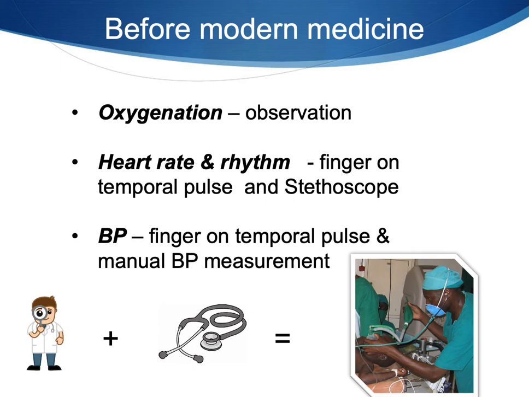They would use their tactile sense by feeling for the pulse. They would put their finger on the temporal pulse. The temporal pulse would let them know if it was strong, the blood pressure was probably good. It would also let them know the rate and the rhythm because there was no EKG machine to assess that. They would also have to manually take the blood pressure, which means they would switch their stethoscope between listening to breath sounds and doing a manual blood pressure.